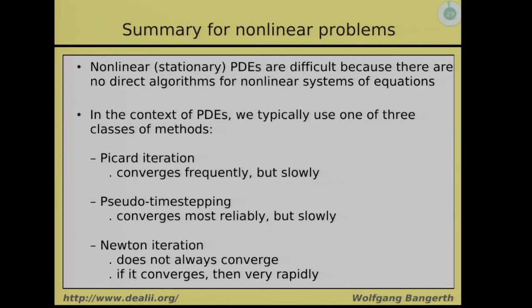To sum this up so far: nonlinear stationary PDEs are difficult because there are no direct algorithms to solve nonlinear systems of equations. We have to use something like Picard iteration, pseudo time stepping, or Newton iteration. And these are the 3 that we typically use in the context of partial differential equations. Picard and pseudo time stepping converge almost always, but very slowly, whereas Newton's method converges very rapidly, but you have to start close enough to the solution. That's the problem with Newton's iteration.